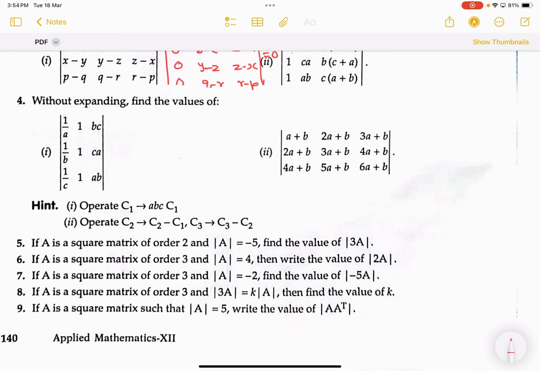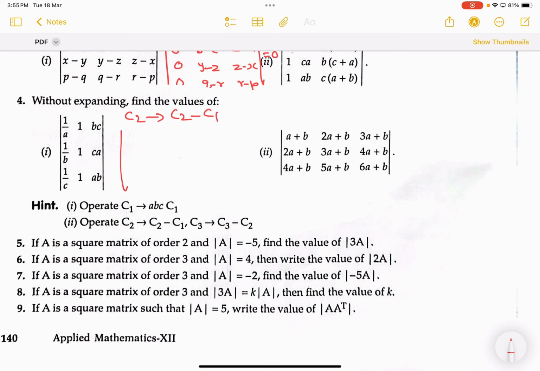Fourth question, second question, what can you do? I am asking: 3 minus 2 and 2 minus 1. If you subtract something column-wise or row-wise, you will get the chance of eliminating the values. If you do it column-wise, then C2 minus C1, replacing the column.